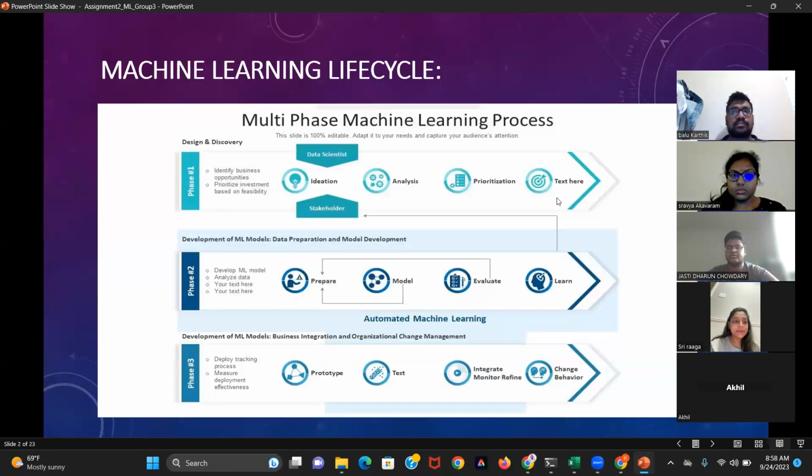Machine learning has three phases. The first phase is design and discovery, and the second phase is development of the machine learning model, that is data preparation and model development, and the third phase is business integration and organization change management.